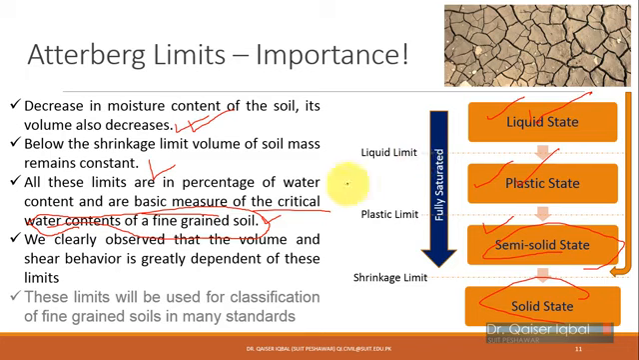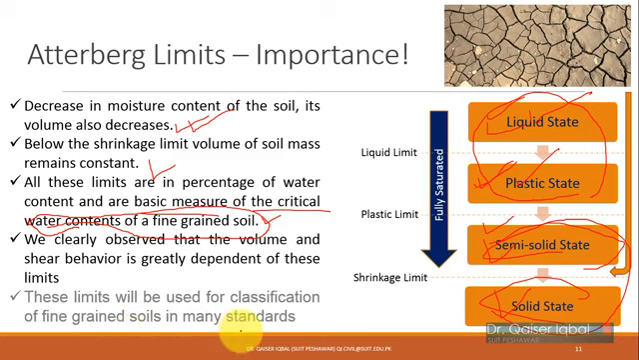We clearly observed over here that the volume and shear behavior is greatly dependent on these limits. Okay, because you can see that in case of semi-solid state the shear resistance is a lot, and solid state as well. In plastic state for the same soil, or in the liquid state, the shear resistance is less. Similarly, if the soil is in semi-solid or solid state, the volume changes in this soil will be less. But if the same soil is in liquid or plastic state, the volume changes in this soil will be a lot.